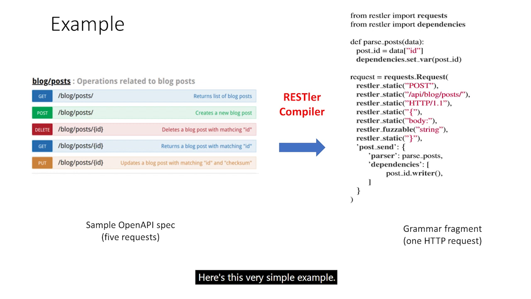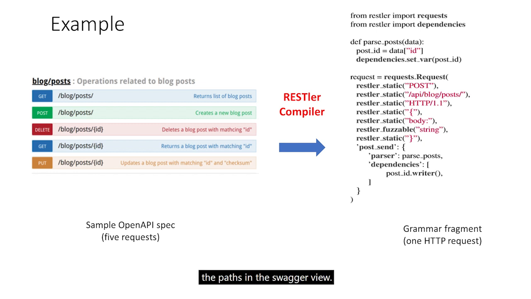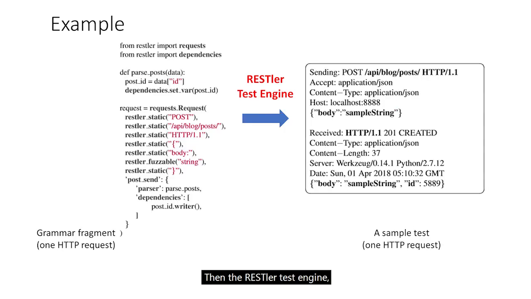So here's a very simple example. We have a blog post service. You can either get or post blog posts, and then you can manipulate a blog post with these 3 additional endpoints. The RESTler compiler produces a grammar, which you can see here. The grammar says that once you create a blog, you have its ID, which is needed to manipulate it further. You can see that directly from the paths in this Swagger view. And then the RESTler test engine, like I mentioned, takes that grammar, and then it's just sending sample tests, which are these sequences of requests.